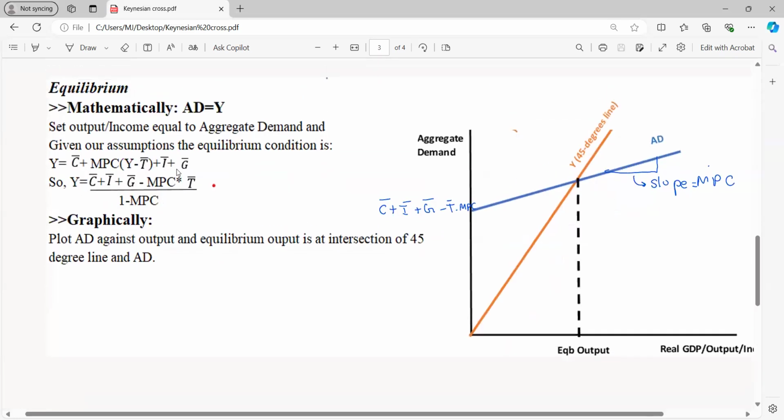So mathematically, you can always solve for output by setting aggregate demand equal to output, because as you mentioned, output is completely aggregate demand determined. The supply side plays no part in it, where producers are ready to match whatever the demand is.